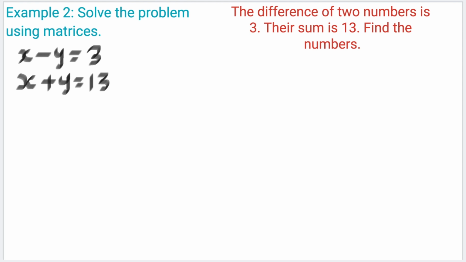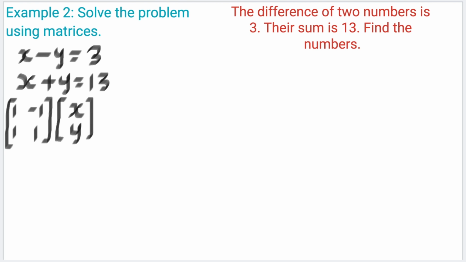The next thing is we come up with a 2 by 2 matrix made up of only the coefficients of the variables. So that matrix is going to be 1, 1, negative 1, and 1. When you look at the coefficients of X here, positive 1, that's why the first column here is 1 and 1. If you look at the coefficients for Y, here it's negative 1 and this is positive 1. That's why this column is like this. The second matrix is just going to be made up of the variables, and the third matrix is going to be made up of the sum and the difference.